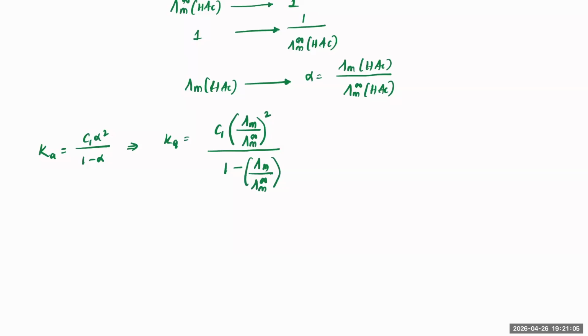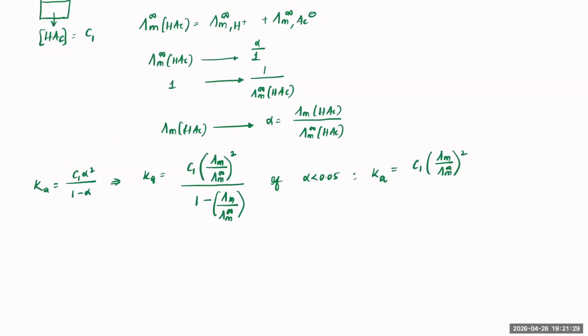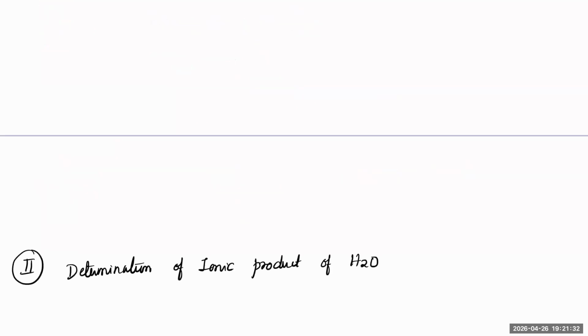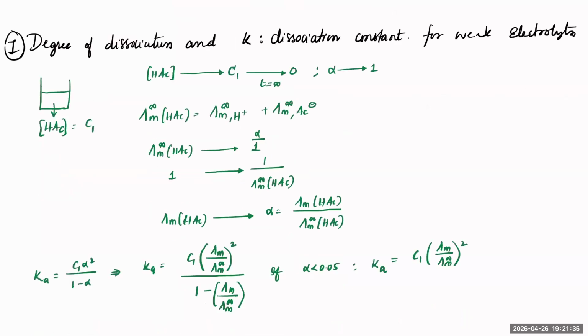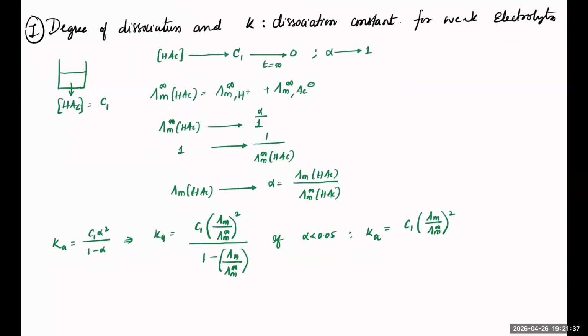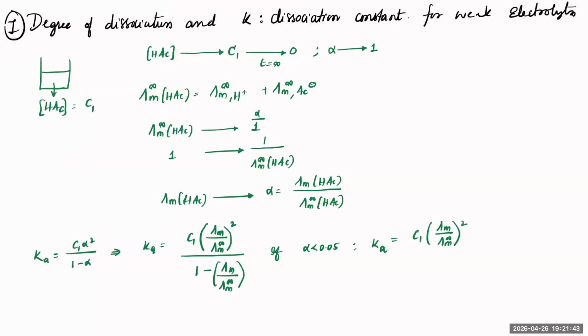Everybody clear? In case the alpha value is less than 0.05 in our calculations, then we can ignore the term in the denominator, and the Ka value will become C1 times lambda m by lambda m infinity, whole square. So this is how we can relate it. I hope this part is clear, everybody: how Ka is related with lambda m and lambda m infinity. Please go through it once. If you have any doubt, please let me know.